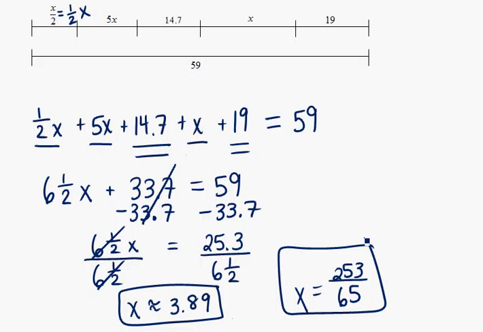So this problem brings up a lot of good ideas. We took a lot of separate terms and we figured out which ones were like terms and we combined them to write an expression for the length of this line segment. Then we realized that we knew that the length of the line segment was 59. So we wrote an equation, and then we took that equation and we solved it for x to create a little bit more meaning for our diagram.